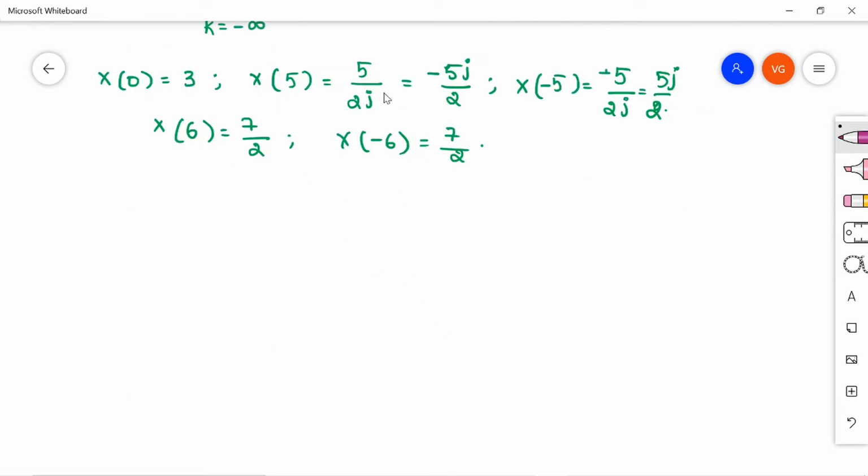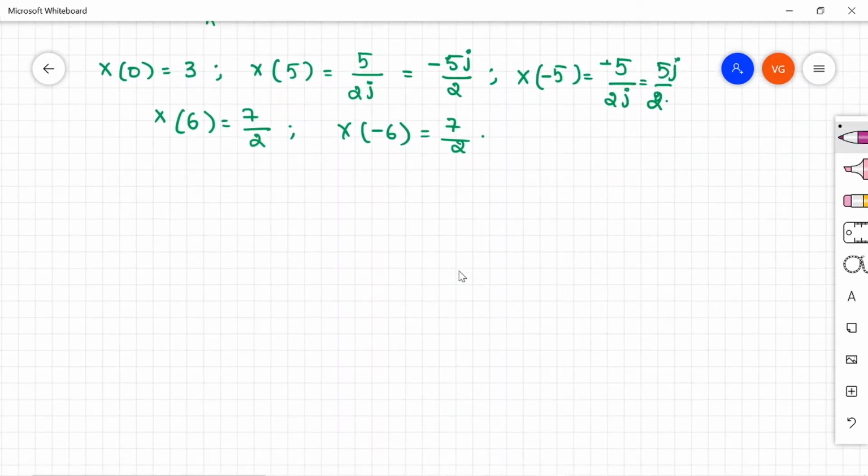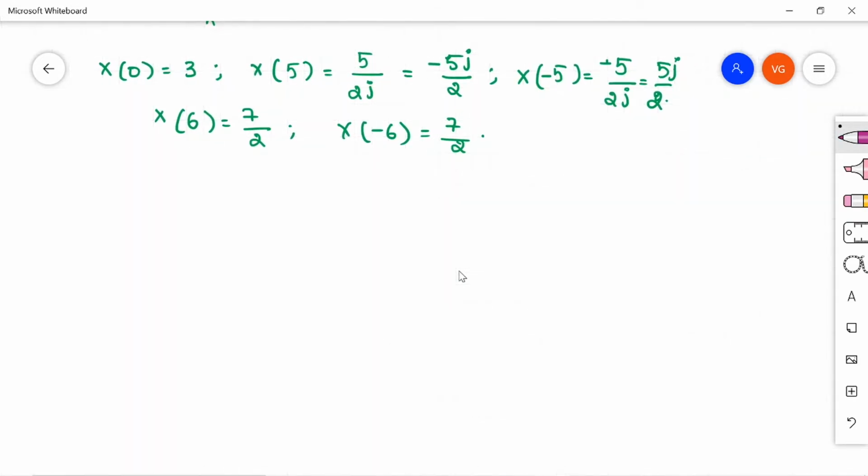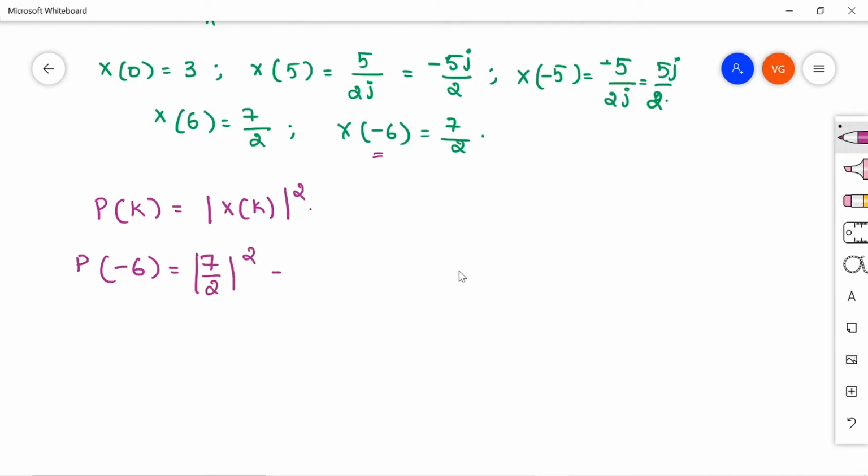So these are the complex coefficients that I have already calculated, right? To calculate the power in each complex coefficient, P of k is equal to magnitude of X of k whole square. So let us try to find out the power that is contained in each term. For X of minus 6, P of minus 6 is nothing but magnitude of 7 by 2 whole square, that is nothing but 49 by 4.